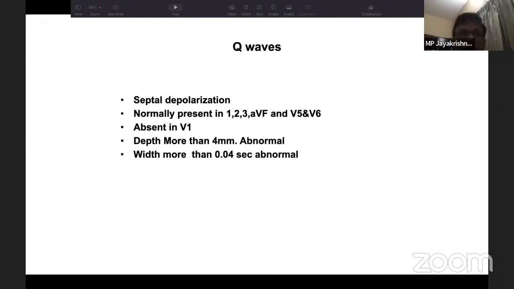So we talked about the P wave. We talked about the P wave amplitude, P wave duration. We discussed the P wave axis also. Then we talked about the PR interval. Now come the Q waves.